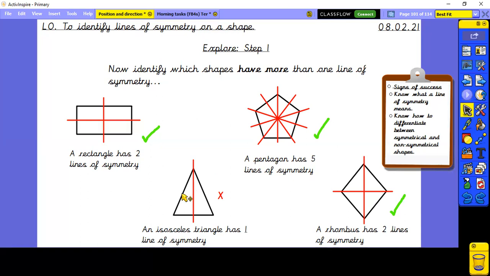However, if we were to fold our isosceles triangle here, our folds would not be identical, because if this part was folded over to the top, it would be bigger than our top fold. So therefore, the isosceles triangle only has 1 line of symmetry. So what you could do now is pause the video and have a look at your answers, see if you got them right and see what mistakes you made if you got any incorrect.